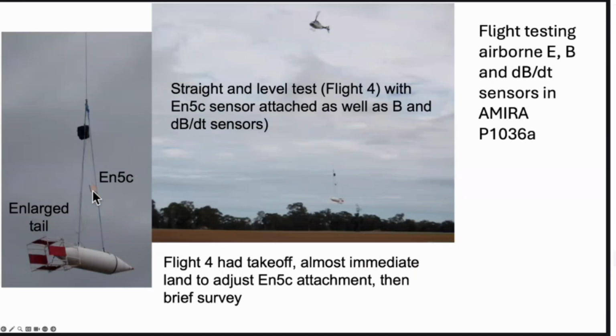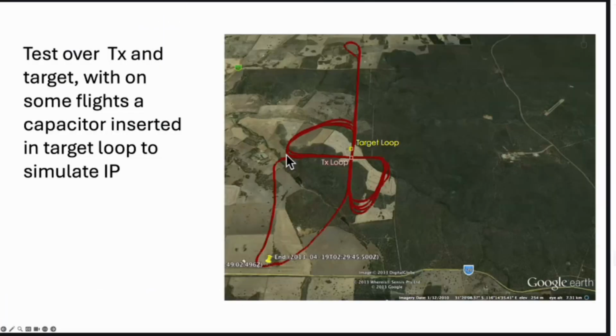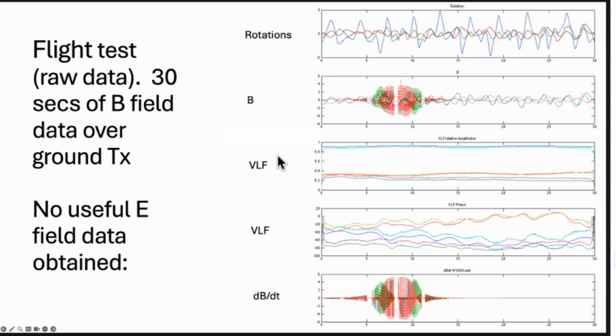This is just a picture of us flying the electric field sensor and the magnetic field sensor. So we did a test. We had a transmitter on the ground and a target loop with a capacitor to test IP. We flew that. This is measured rotation data, measured B field data with lots of rotation noise. The bottom is dB/dt. This is flying over the transmitter, and our other loop is off to the side.